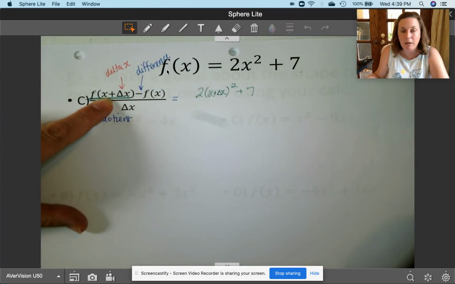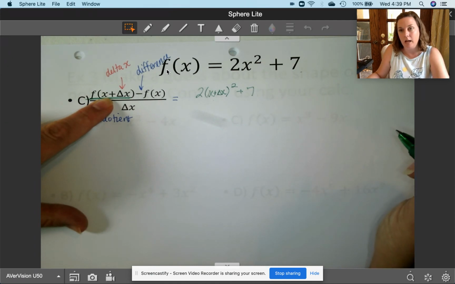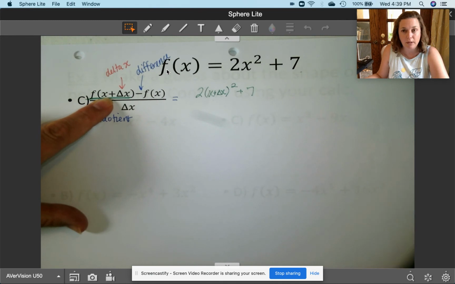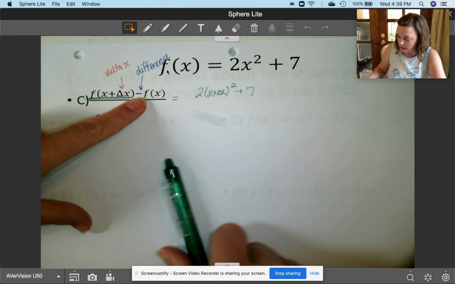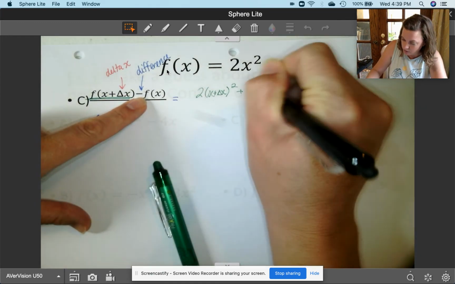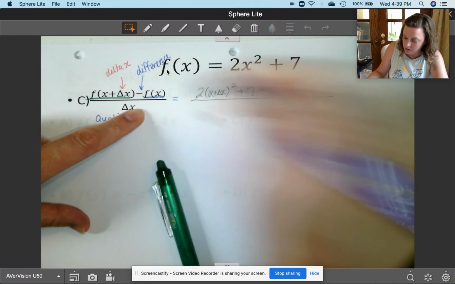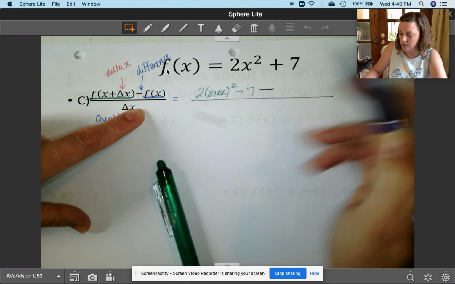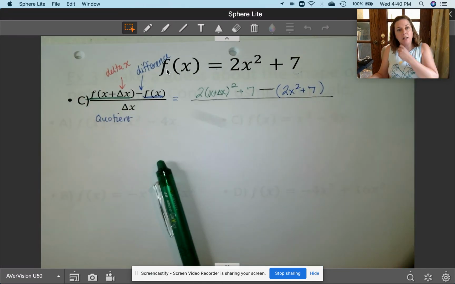You could plug in anything. Maybe they're going to have you plug in h plus c, or maybe they're going to have you plug in h or x plus h. There are tons and tons of ways we can do this. You just plug in what they tell you to. It doesn't matter what the letters are. Just plug it in and proceed. Then there's the difference sign here. So big, I'm going to do just black. And then f of x. What's f of x? F of x is this. So we're going to subtract that entire 2x squared plus 7. We don't have to change anything. That is f of x.